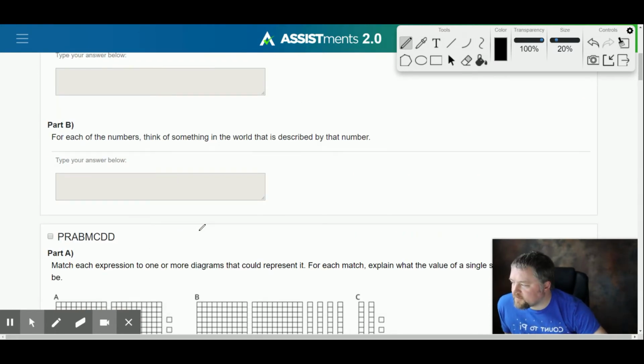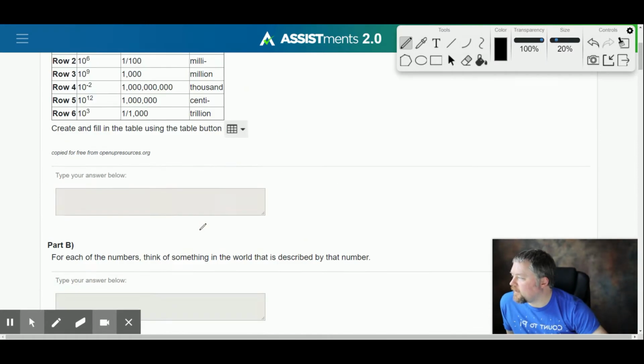For each number, think of something in the world described by that. I'll leave that up to you.